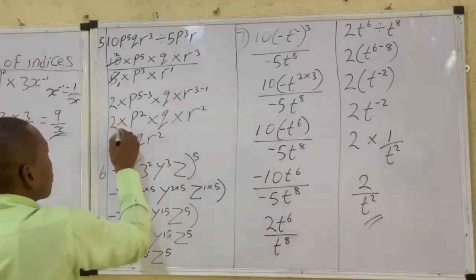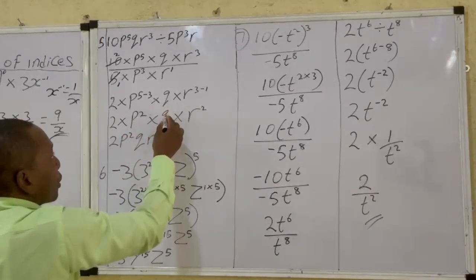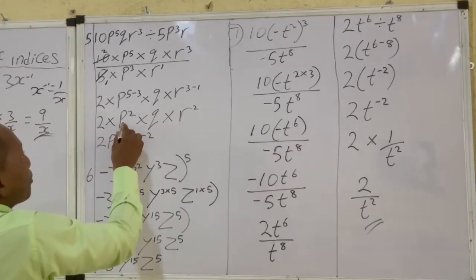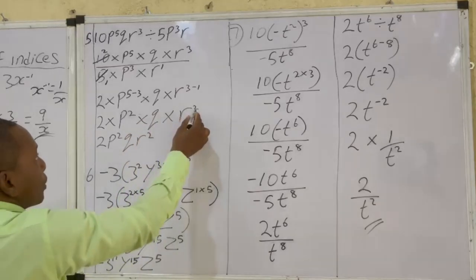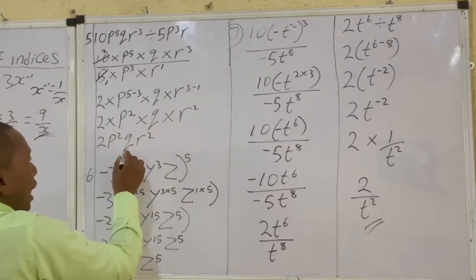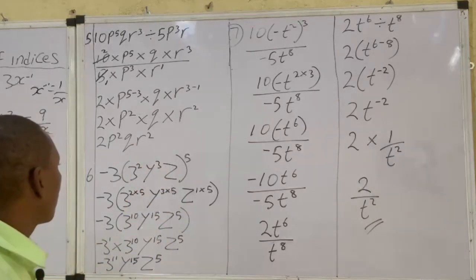After that, you just put 2 times this minus this is 2. P raised to power 2. Q. This minus this is what? 2. You now have 2p squared q and r what? Squared. If you multiply this, you have 2p squared q and r squared. So that's the answer. The next one is simple.